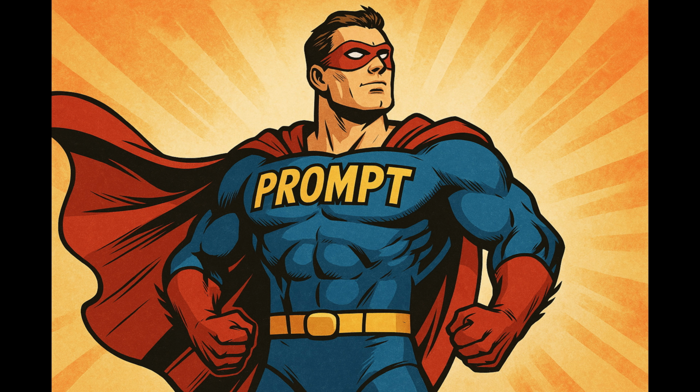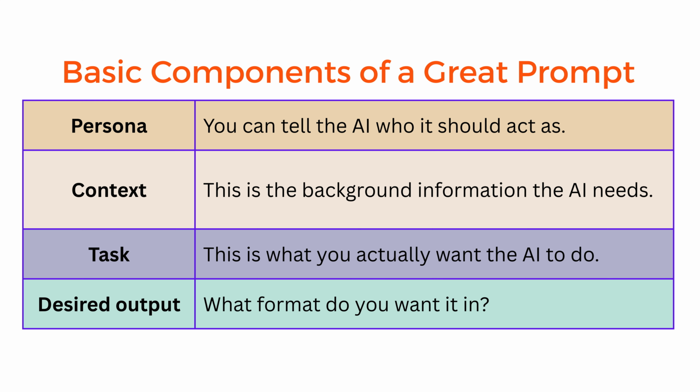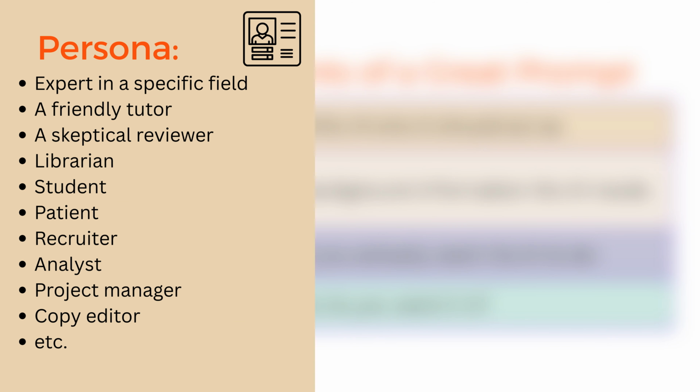So, what makes a prompt go from okay to great? While there isn't one magic formula, effective prompts often include several key elements. Persona. You can tell the AI who it should act as. Should it be an expert in a specific field, a friendly tutor, a skeptical reviewer? This helps shape the tone and style of the response.